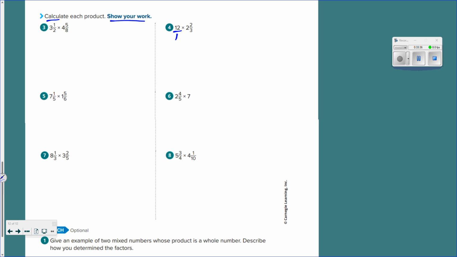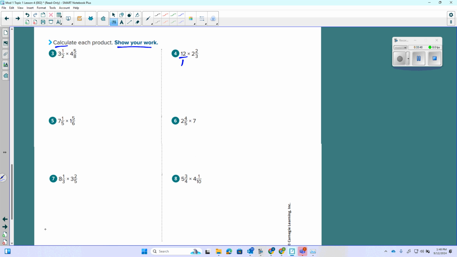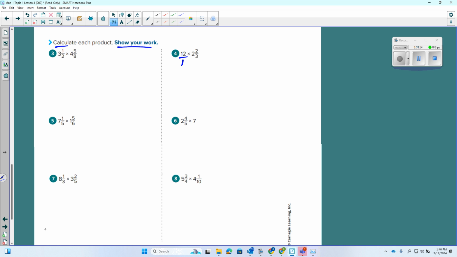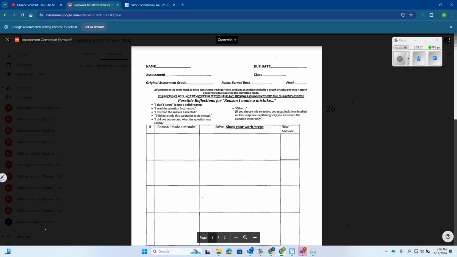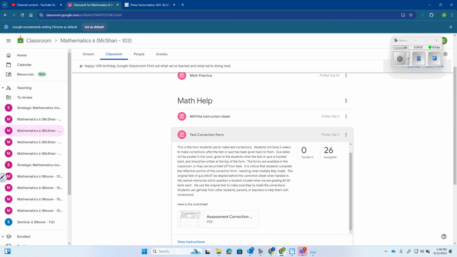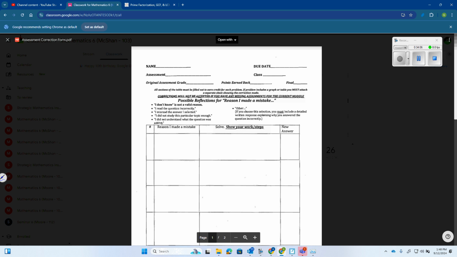Guys, real quick, because we're about to hand back your quizzes. If you don't like your score, in your Google Classroom, I'll show you where it is. Under the math help, there's a test correction form, or you can pick it up from Mr. Tanner. Put your name, your assessment. This was quiz 1. Your due date. This is A day. You guys are doing 2 weeks. So your due date is 9/26. B day will be 9/27. You put your original grades. You don't put anything in. Those are for Mr. Tanner and I.